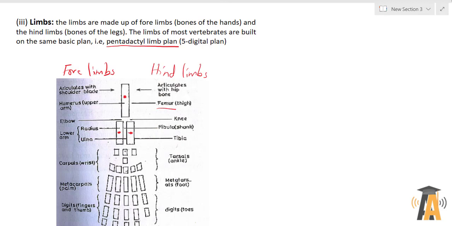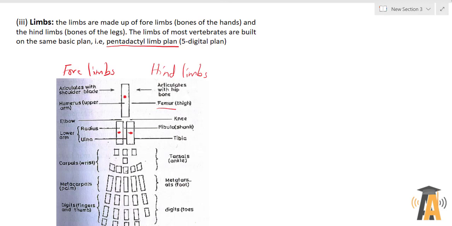Now coming down to these 9 bones arranged in 3 rows, for the forelimbs they are called the carpals. That's the wrist bone. While for the hind limbs they are called tarsals. That's the ankle bone. Now coming down to this 5 digits plan we have here, for the forelimbs they are called metacarpals. That's for the palm, metacarpals. While for the hind limbs they are called metatarsals. That's the bones of the foot.